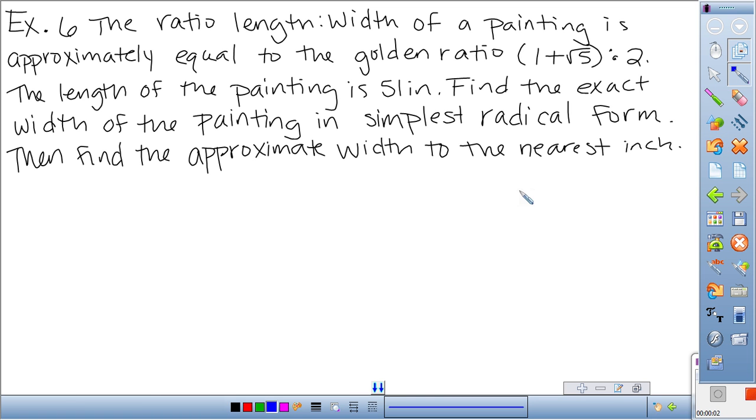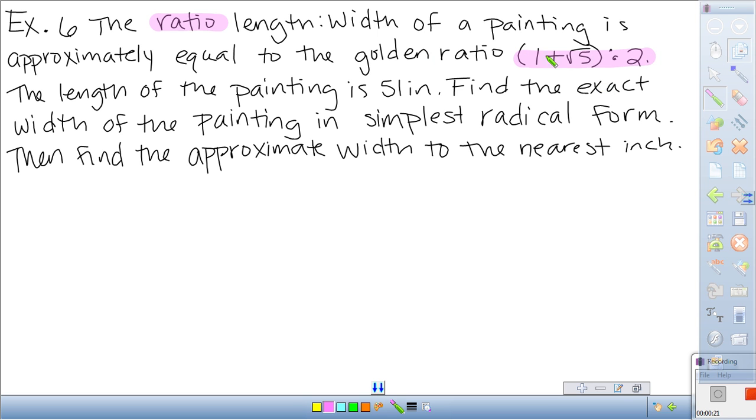This is the last video for 11.2, Operations with Radical Expressions, and it's a real-world example. Let's look at the information we're given. It says the ratio length to width of a painting is approximately equal to the golden ratio, 1 plus the square root of 5 to 2. That's length to width. It's 1 plus the square root of 5 to 2.